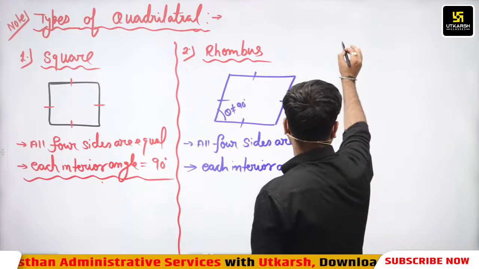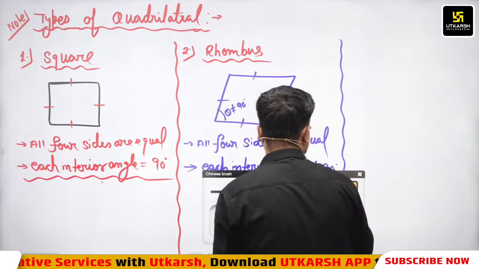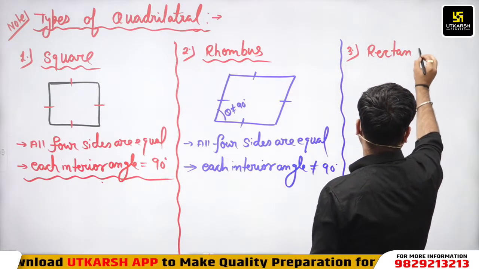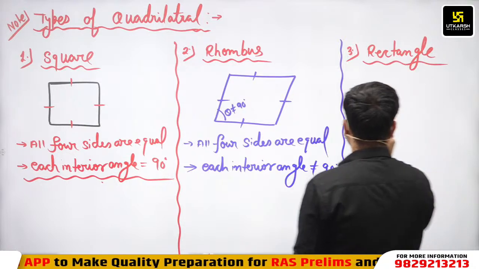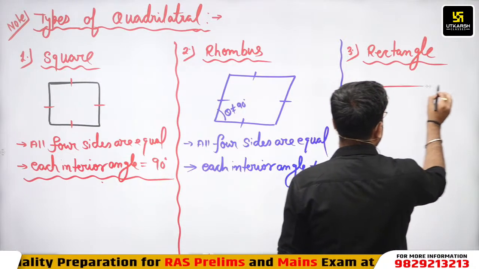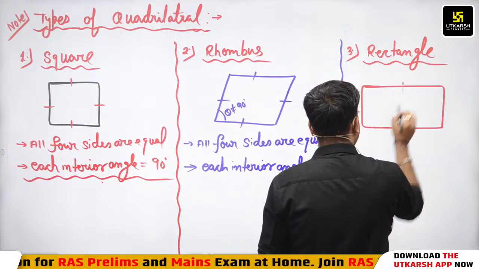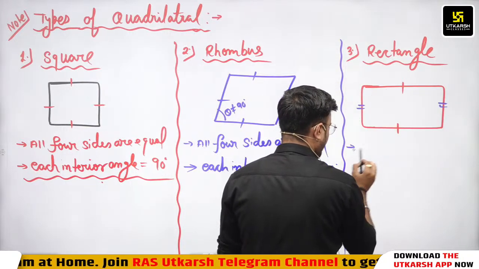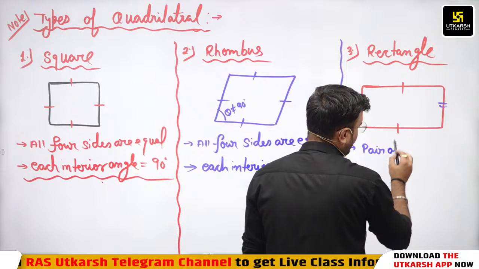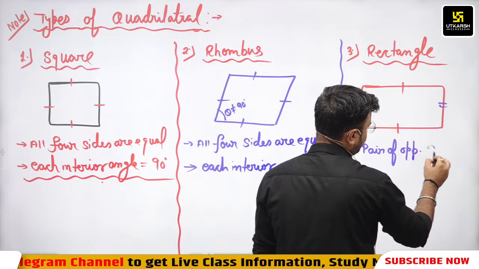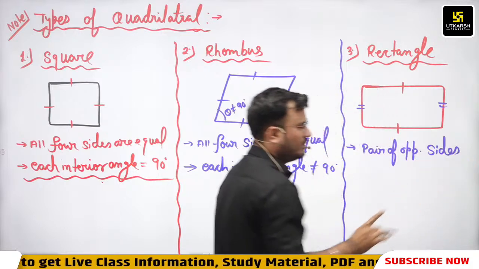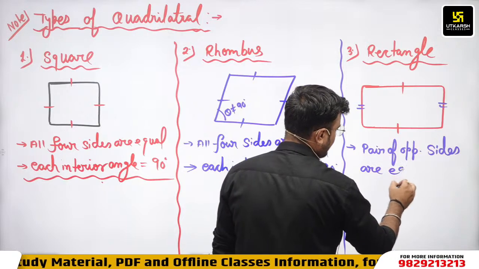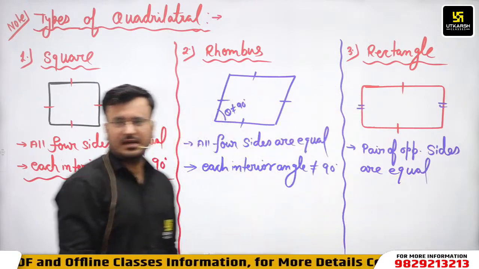Now, the third one is your rectangle. So in a rectangle, we can say a pair of opposite sides are equal. All four sides are not equal. Pair of opposite sides are equal.